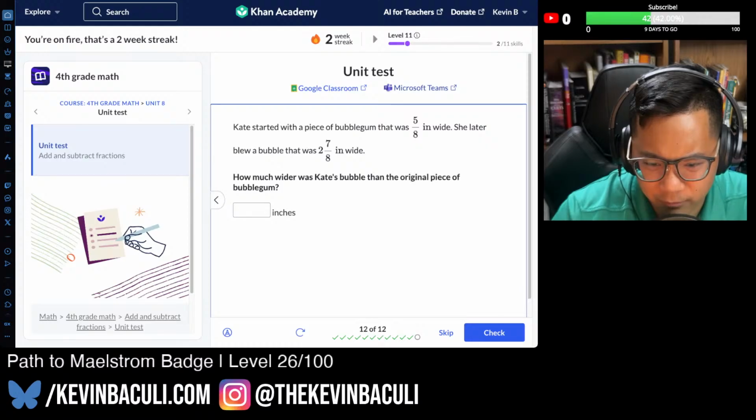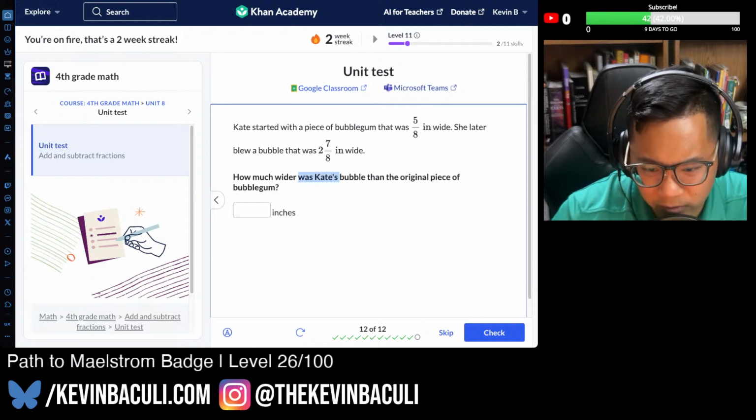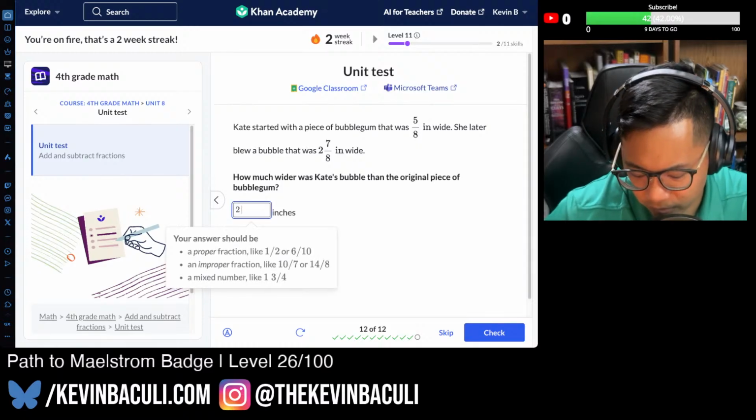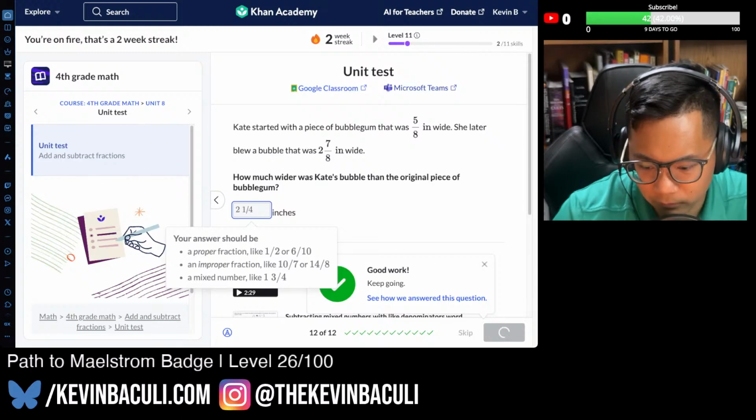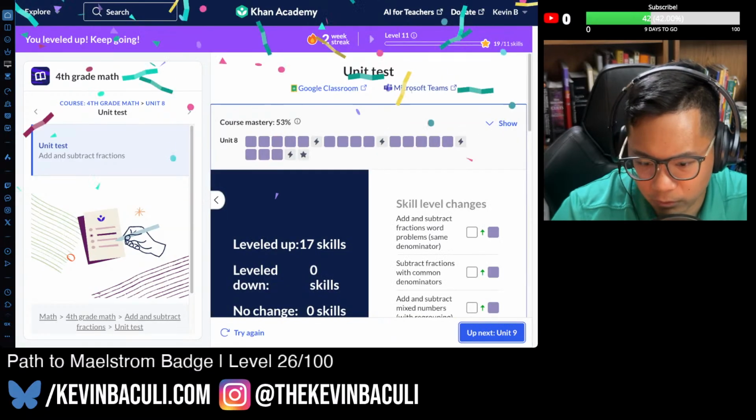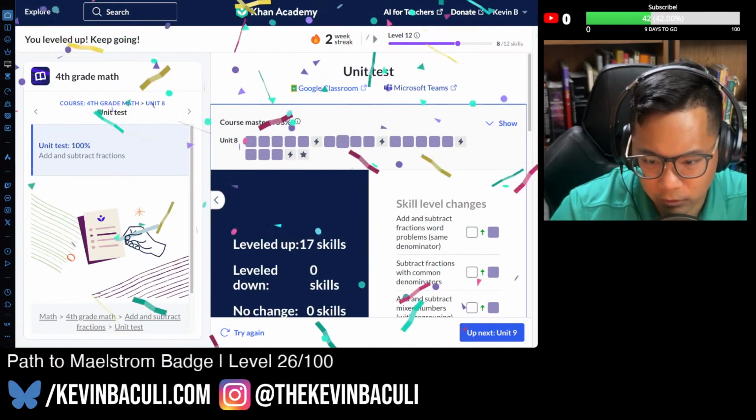A kid started with a piece of bubble gum that was 5/8 of an inch wide. Later, she blew a bubble that's 2 7/8 inches. How much wider? 2 1/4. Oh man, I gotta do it again.